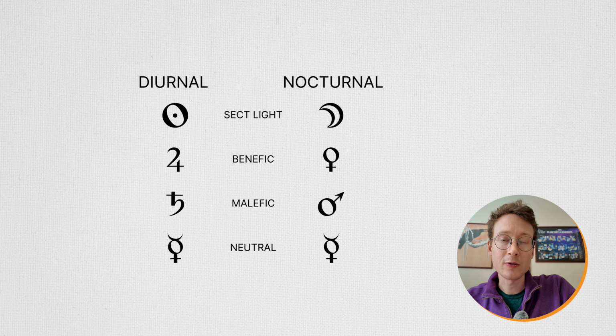The diurnal sect, or day team, is as follows. The Sun is the diurnal luminary or sect light. Jupiter is the diurnal benefic, and Saturn is the diurnal malefic. A morning phase Mercury becomes part of the day team. The nocturnal sect is as follows. The Moon is the sect light, Venus is a nocturnal benefic, and Mars is a nocturnal malefic. An evening phase Mercury joins the night team.